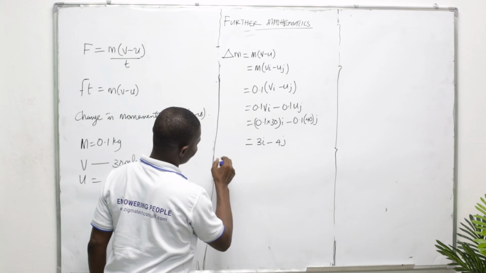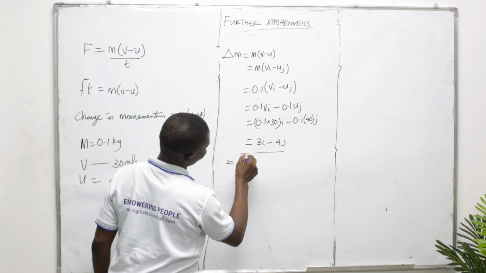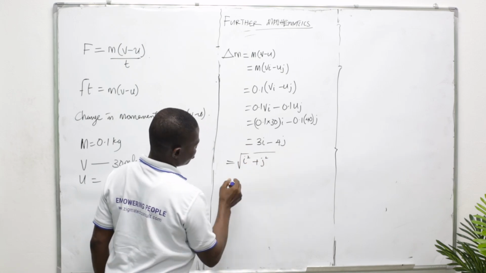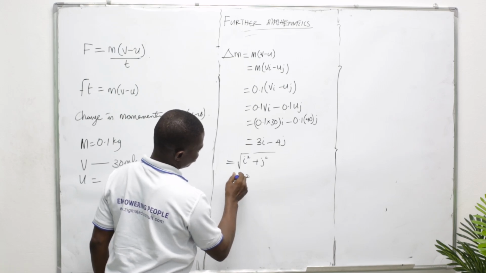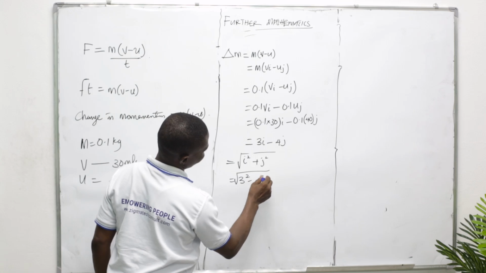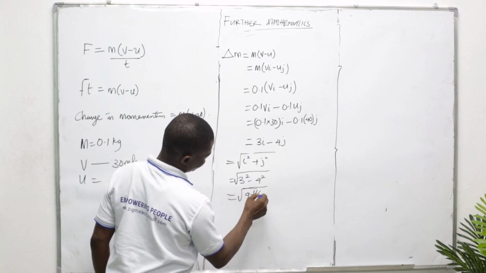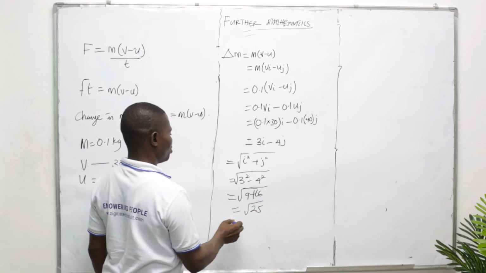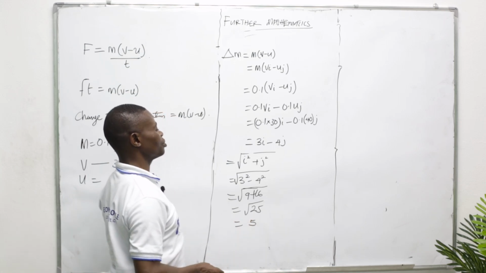Now, the magnitude of this vector means the magnitude of the change in momentum. This is the magnitude now, equals root of i square plus j square. That is 3 square plus 4 square equals 9 plus 16. This is what? Root 25. What is the square root of 25? 5. What is the unit of momentum?